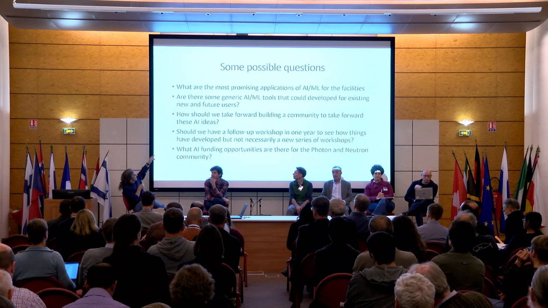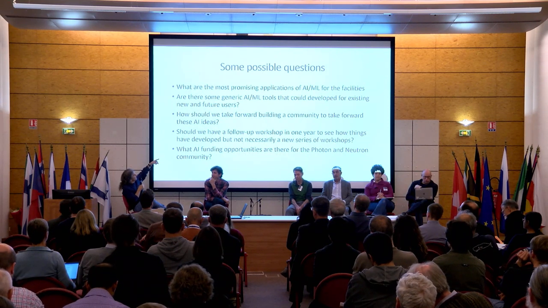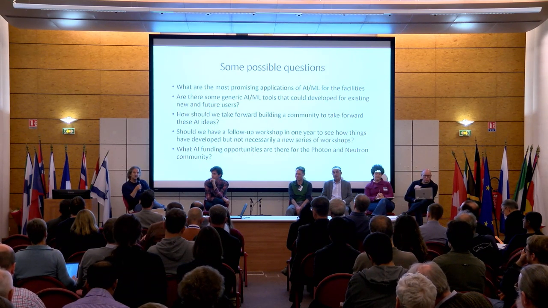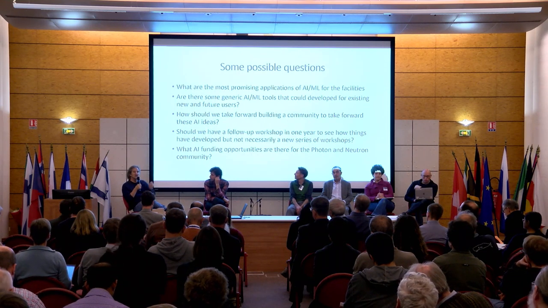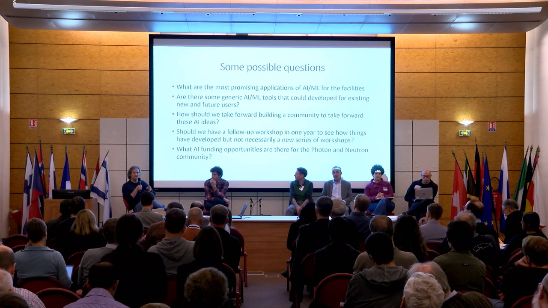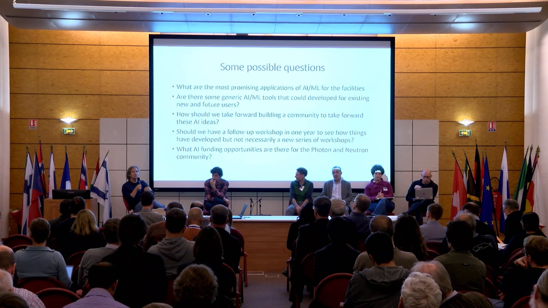So let me go through these topics in reverse order. What AI funding opportunities? I think every 6 months there's another giant one in the US, and I expect everywhere. Should we have a follow-up workshop? My answer is unequivocally yes. How should we take forward building community to forward these ideas? This is a bit of the Wild West right now. Everybody's saying, here's an experiment, I can do AI on this, look at what I get out of it. I don't know if we're quite there yet for all these integrated tools, but we have to be headed there.